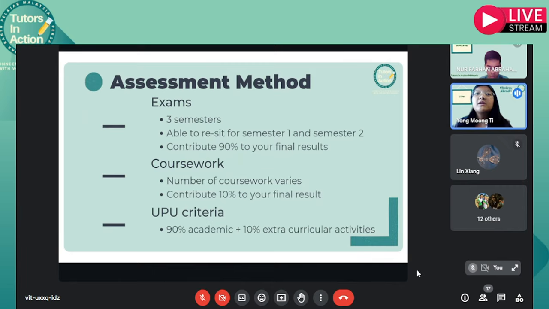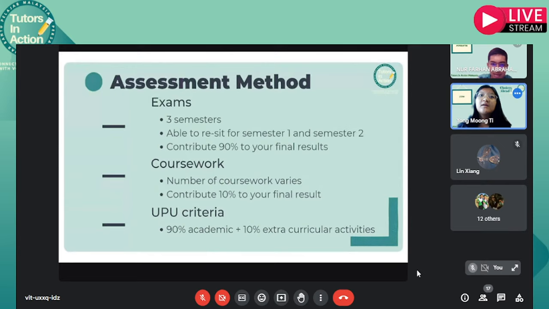So regarding assessment methods, since 2013, the assessment methods, especially for exams, have changed. Instead of something like SPM, where you have to study everything in 2 years and then take a final important exam, STPM nowadays is separated into 3 semesters. After you learn everything in 1 semester, you will take a centralized exam, and you do that for 3 semesters. The good thing about STPM now is you are given the opportunity to resit your semester one and semester two exams if you want to improve your grades, or if you failed the exam.